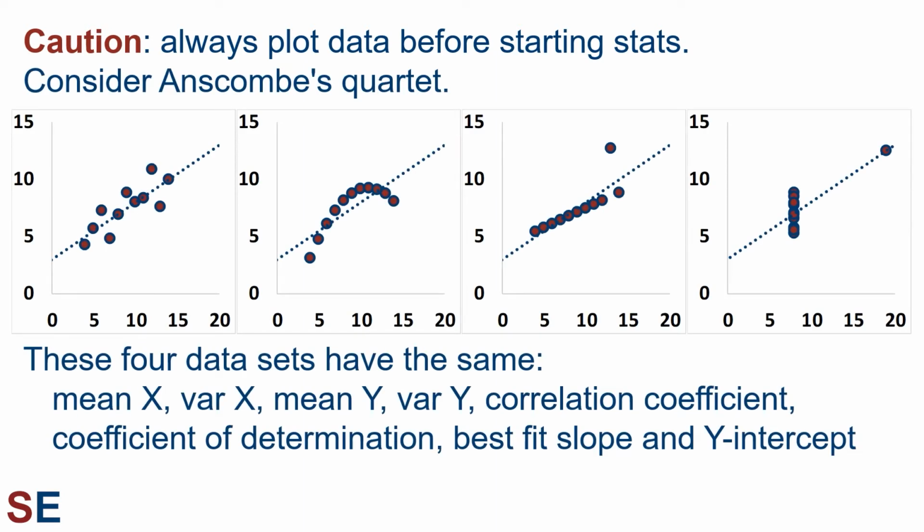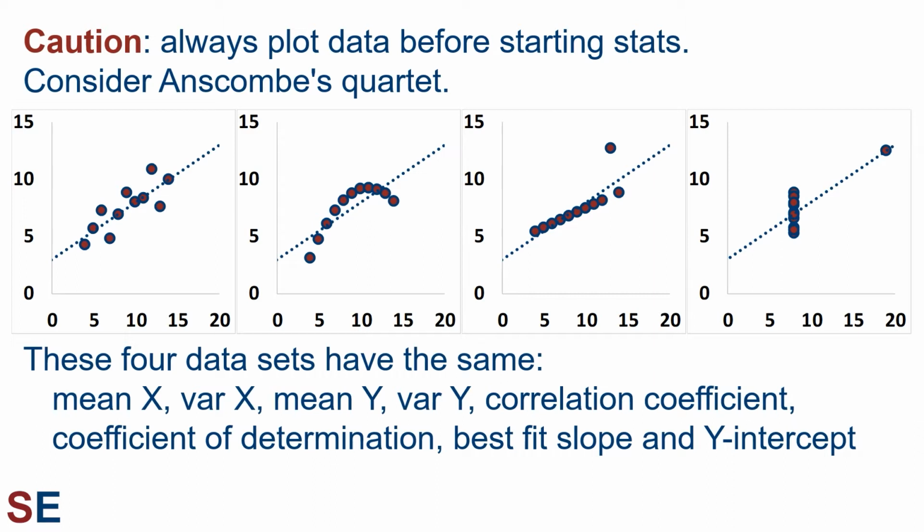These four datasets obviously have very different values, but the summary statistics for them are extremely similar. The four datasets all have the same mean and variance of x values, mean and variance of y values, the best fit line, which we'll talk about later, would have the same equation, and the correlation coefficient and coefficient of determination are the same for all four datasets.